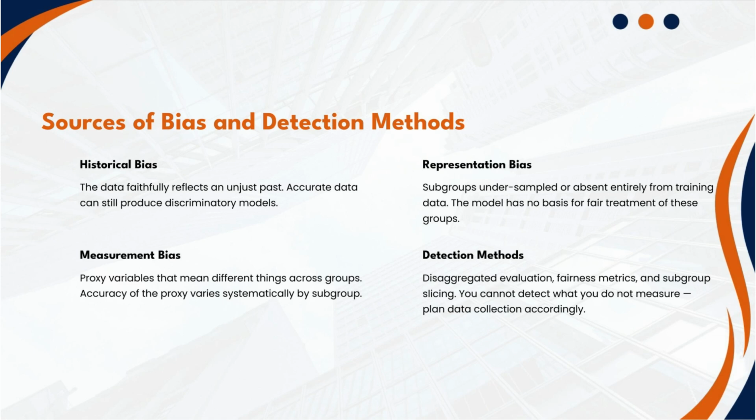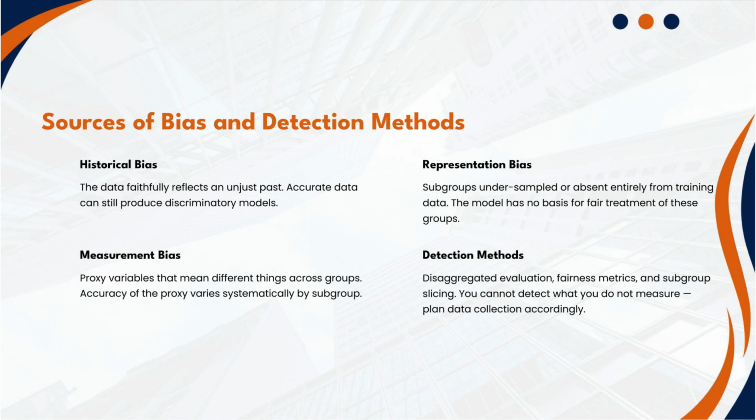It's accurately capturing injustice. Representation bias. Some groups are underrepresented in your data, so the model simply works worse for them. The classic case: facial recognition performing poorly on groups scarce in the training set. Not malice, absence. Measurement bias. Remember the spending as proxy for need case?